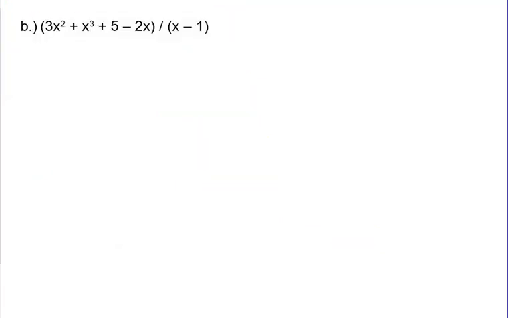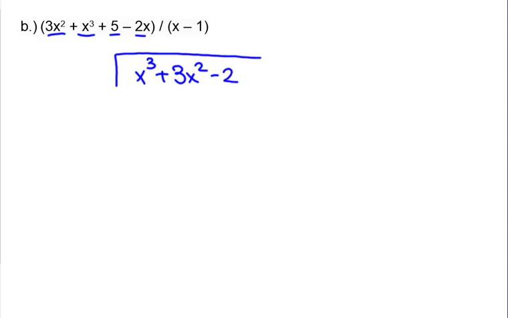Example 3. All right, when we first look at it, our first check was we want to make sure we are in descending order, which notice our squareds and our x's, we're not in descending order. So x cubed plus 3x squared subtract 2x plus 5. And x subtract 1 is our binomial. So our restrictions, x cannot equal 1.